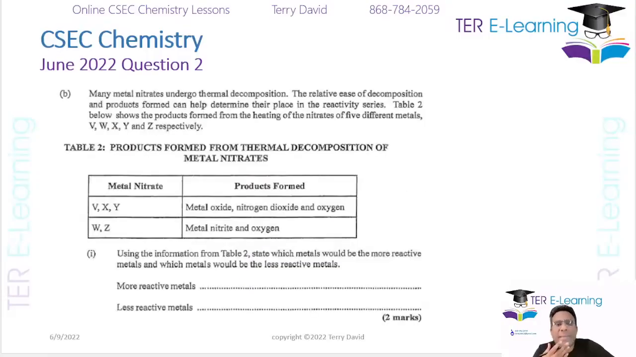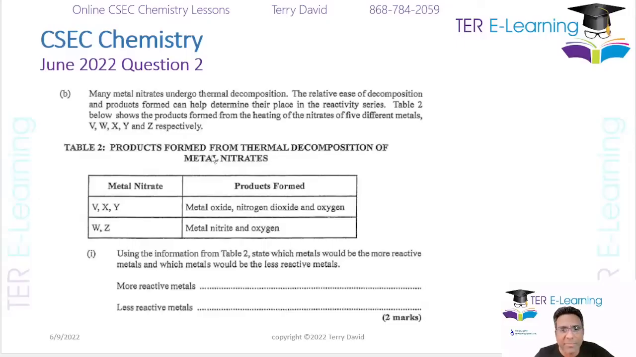Now, many metal nitrates undergo thermal decomposition. The relative ease of the thermal decomposition can help determine their place in the reactivity series. So yes, with my class, I covered this with them. We looked at the reactivity series, we looked at the action of heat on nitrates, carbonates, and hydroxides. That's what we need to know for the syllabus. And they have different reactions depending on the position in the reactivity series.